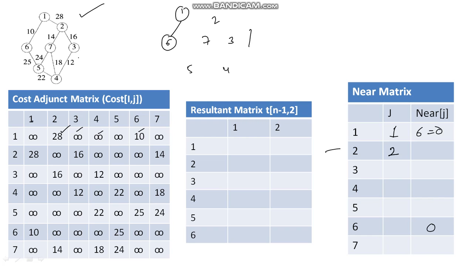For 2, what is near of 2? Near of 2, among 1 and 6, is 1. Near of 2 is 1. Okay, near of 3, j is 3, so near of j will be 1. Even though 3 1 is infinity, 3 6 is also infinity cost of traversal, but still we will consider 1. Okay, so near of 4 is 1, near of 5 is 6, and near of 7 we will consider again 1, and then this cost comes to be minimum.